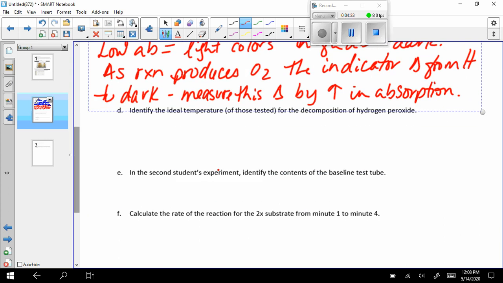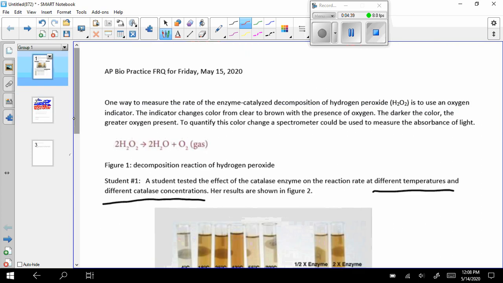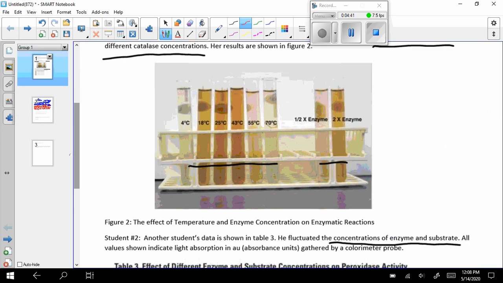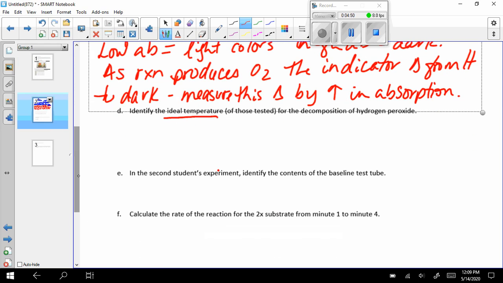All right. Identify the ideal temperature of those tested for the decomposition. So I go back to that first experiment and I want to see which one is the most brown, because whichever one is the most brown is doing the most decomposition. So 43 degrees Celsius.